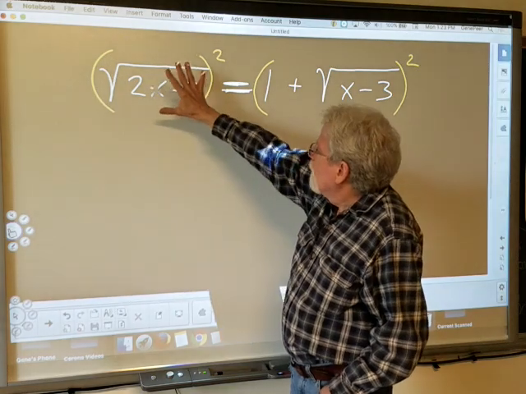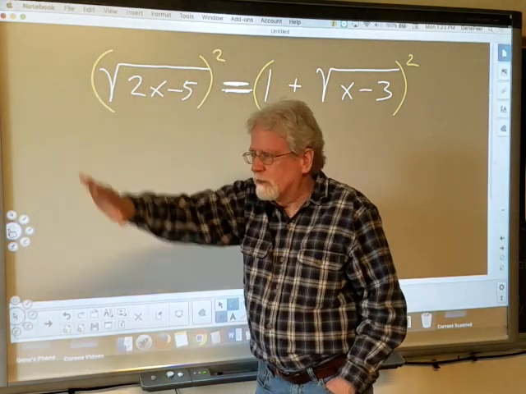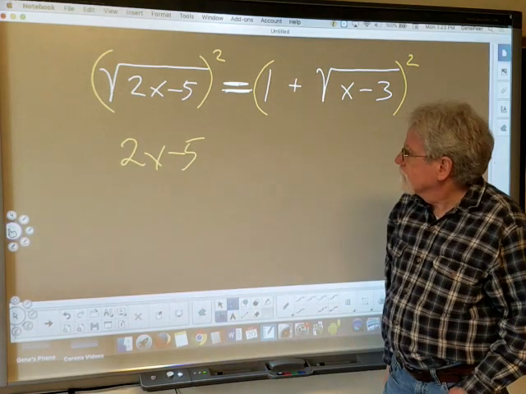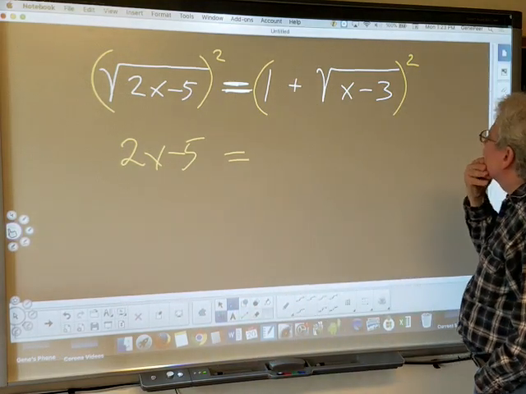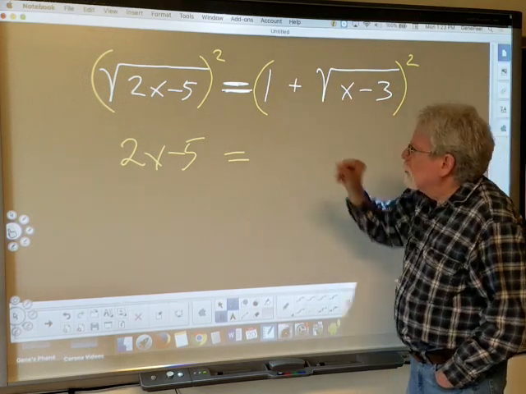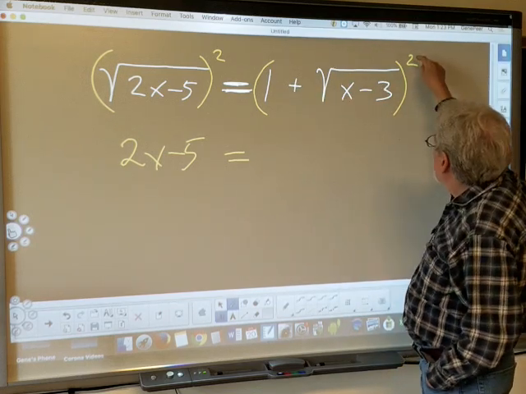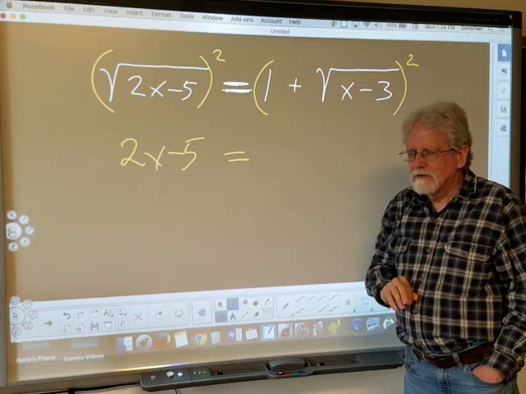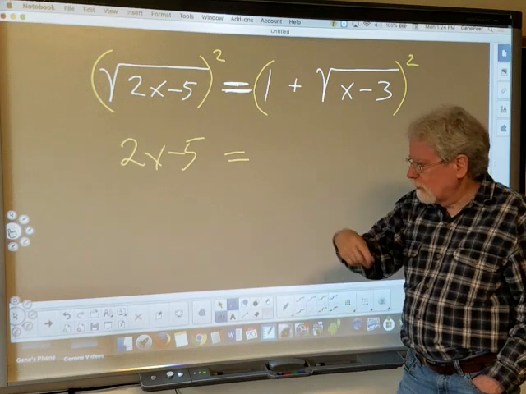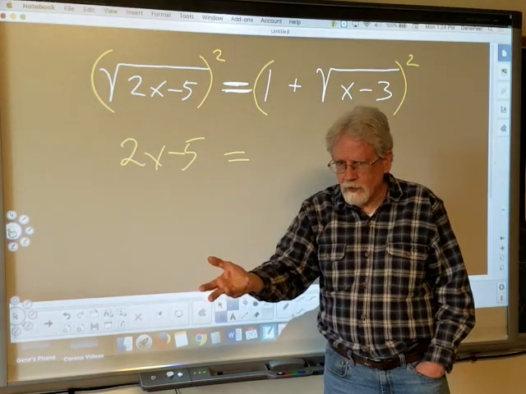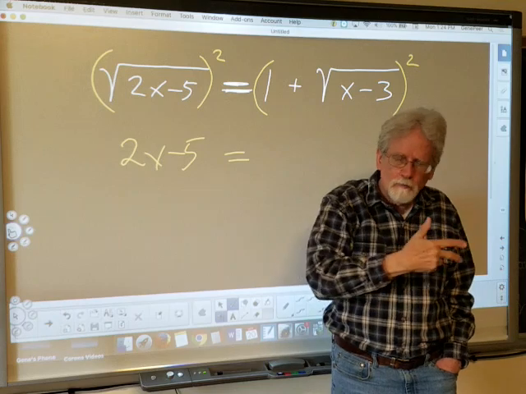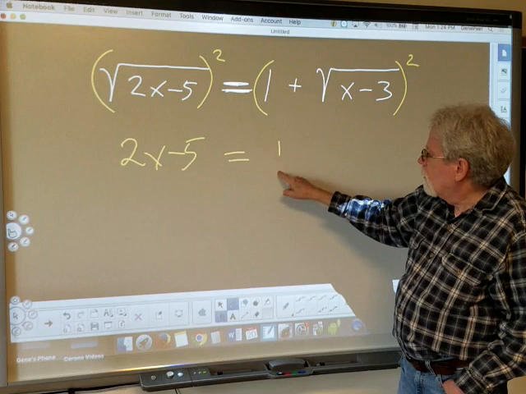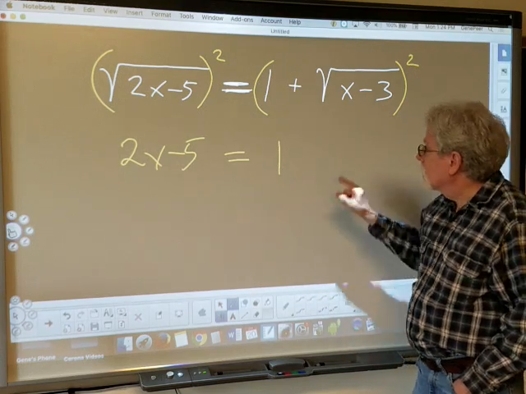All right, let's go ahead. On this side, the square and the square root, poof, gone. We're left with just 2x minus 5. Ta-da! On this side, this is kind of like a binomial. We've got to square a thing that's kind of like a binomial. So we're going to have to use the same shortcut we used a little bit ago: a squared plus 2ab plus b squared. So, a squared, what's 1 squared? 1. So far not too tough, huh?